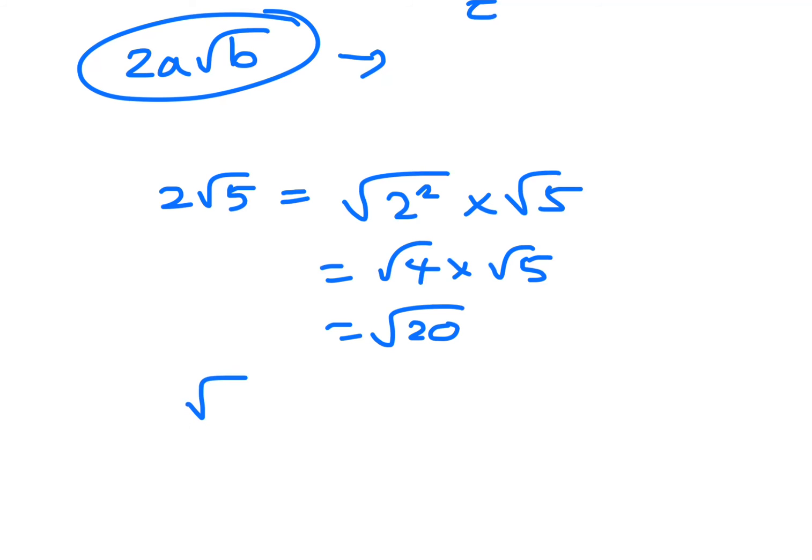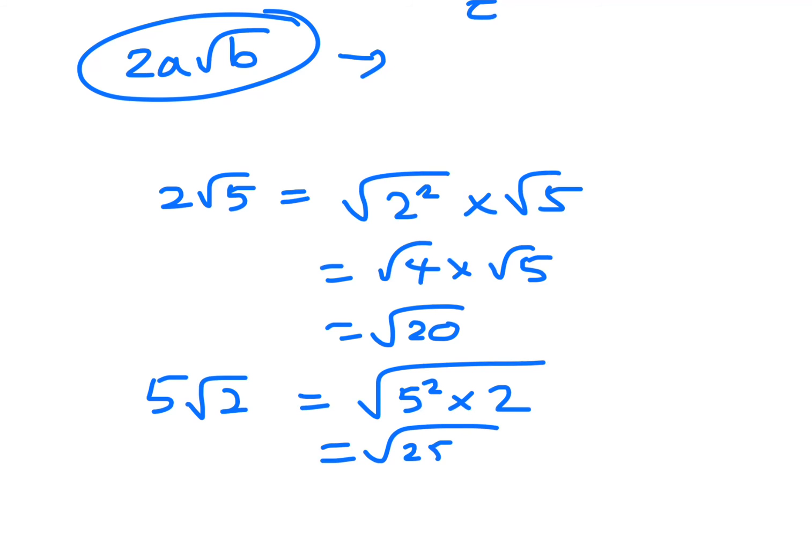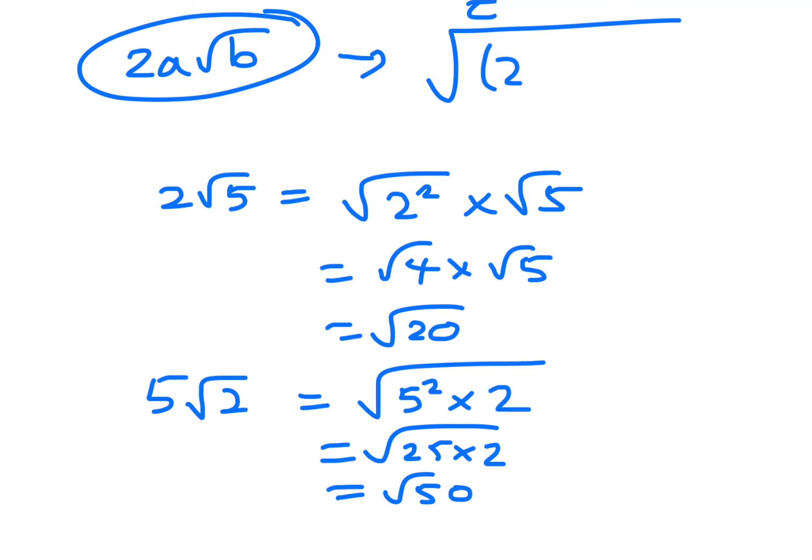When you're looking at B, if I said 5 root 2, you square the 5 times 2, square the 5, you get 25. 25 times 2 is root 50. So that's your basic concept. And now they've gone right in and we just do it straight with algebra.